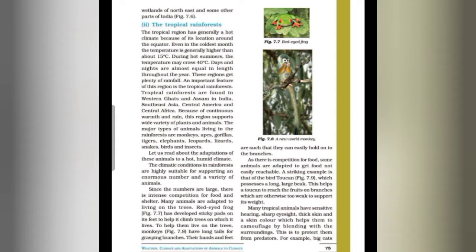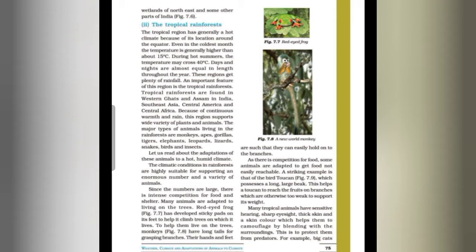The tropical region has generally a hot climate because of its location around the equator. Even in the coldest month, the temperature is generally higher than about 50 degrees Celsius. During hot summer, the temperature may cross 40 degrees Celsius. Days and nights are almost equal in length throughout the year. These regions get plenty of rainfall. An important feature of this region is the tropical rainforest.